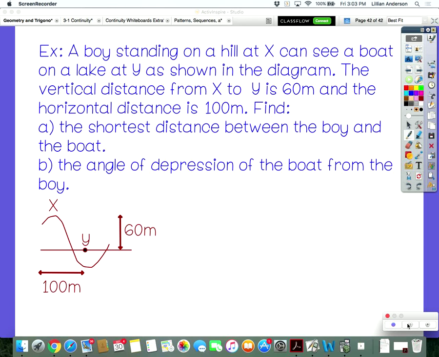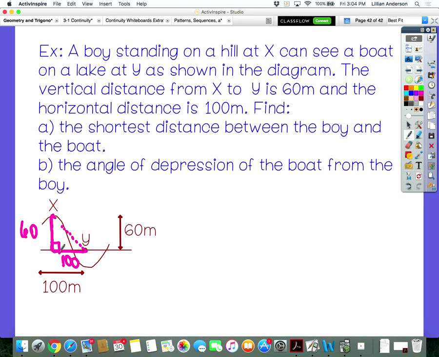It says that a boy standing on a hill at X sees a boat at a lake at Y. So the boy is standing here. There's a boat at the lake. The vertical distance between X and Y is 60. So this distance right here is 60. And the horizontal distance is 100. Now, not by my picture, but the picture in your notes showed that distance was 100, right? Part A asks you, what's the shortest distance between the boy and the boat? Which is, what is that?